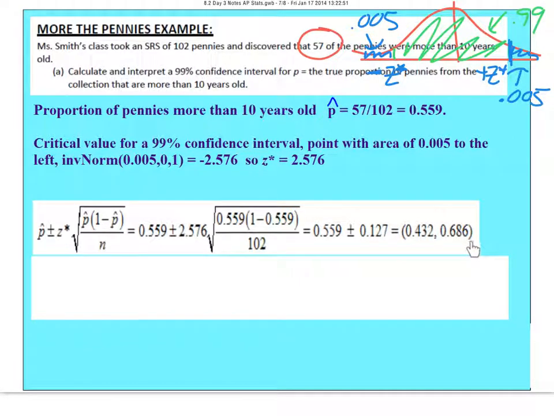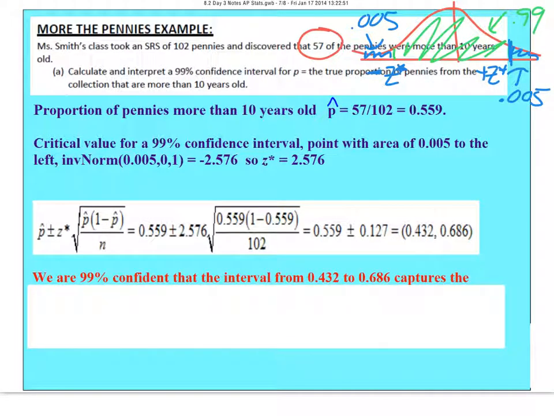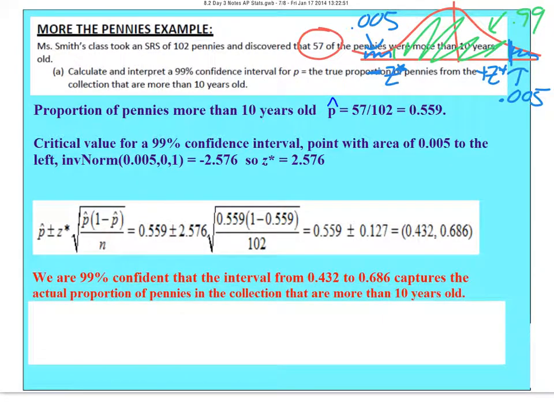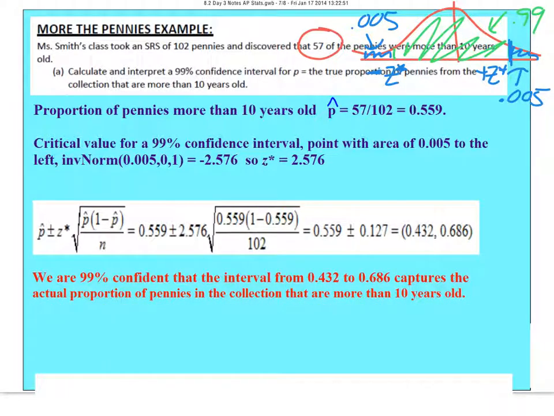Let's do the plus or minus, and if we do that, we're going to come up with our confidence interval. Now, when you're asked to construct a confidence interval, you can't stop here. You will not get full credit. They want you to state this in its vocabulary terms and what it means. So whenever they say construct a confidence interval, you must end it with the definition. And here's what we're going to say. We are 99% confident that the interval from 0.432 to 0.686 captures the actual proportion of pennies in the collection that are more than 10 years old. And we are done computing the confidence interval.